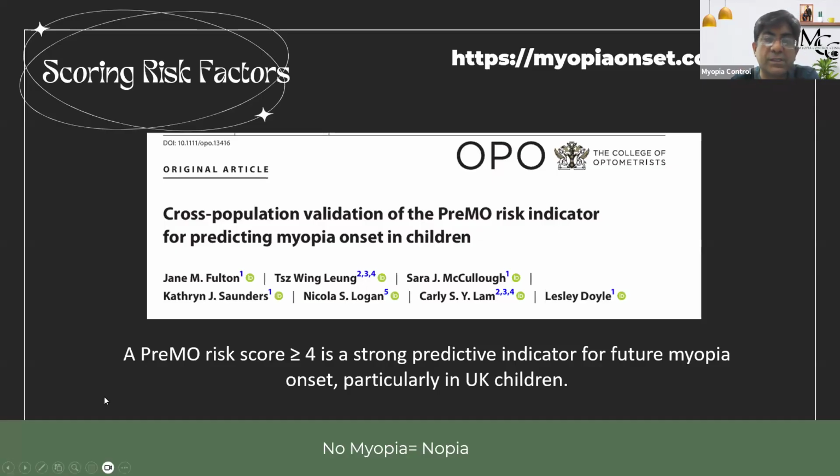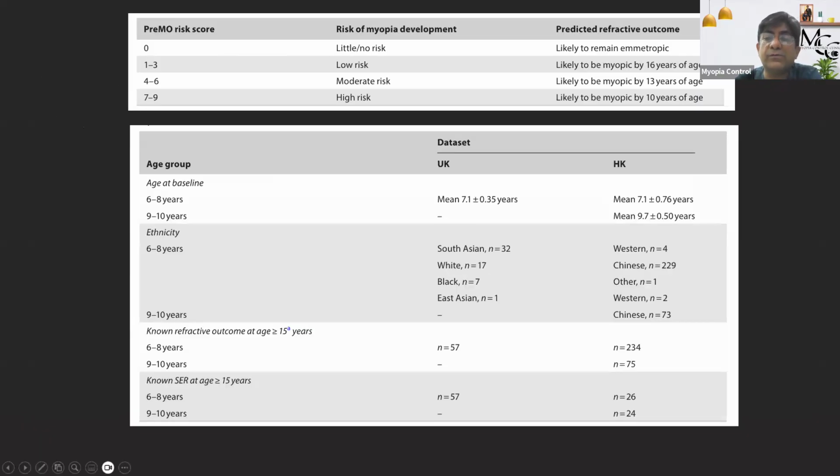And this was one of the studies which was based on the NICER study, where they tried to say that a pre-myopia risk of 4 or more is a stronger indicator of future myopia onset, particularly in UK children. And this is what I was saying, that the number was very small. I think it was 57. And this was the Hong Kong study. And this particular 57 was not really their number. They tried to see it from other studies. And this is what they were trying to see. Low risk 1 to 3, likely to be myopic by 16 years of age, 13 years of age, 10 years of age. So that is the predictive refractive outcome.